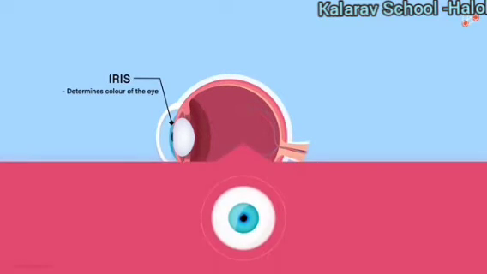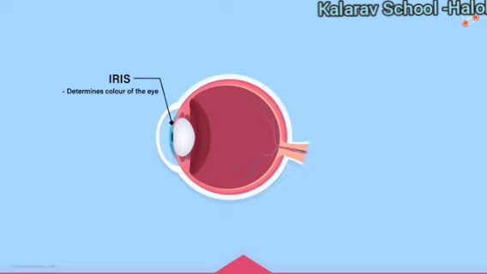For instance, when we say that a person has blue eyes, it means that the color of the iris of the person's eye is blue. Now there is a small opening at the center of the iris for the light to enter. Do you know what it's called? It's called the pupil. The iris actually acts like a shutter of a camera.